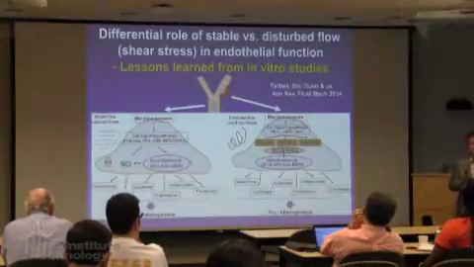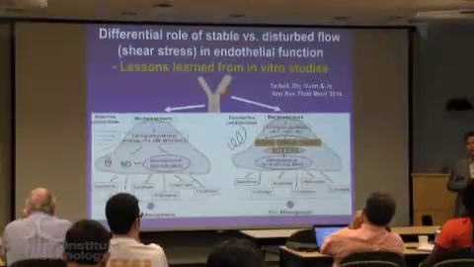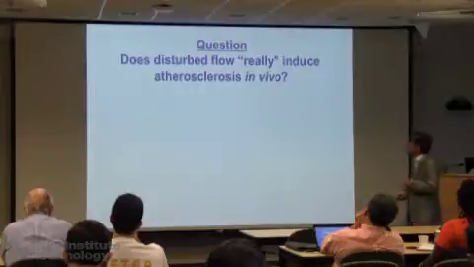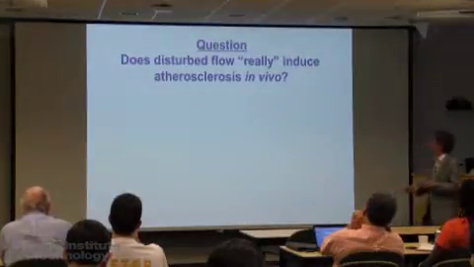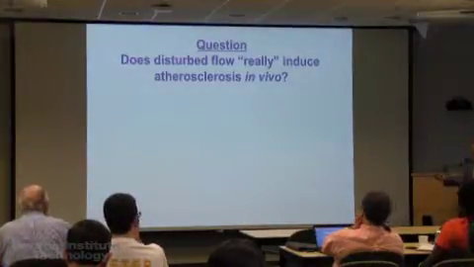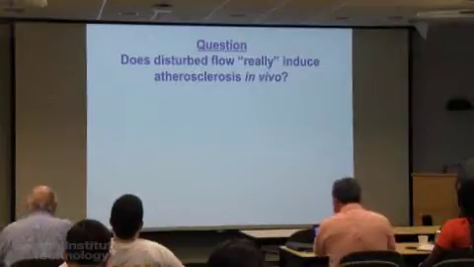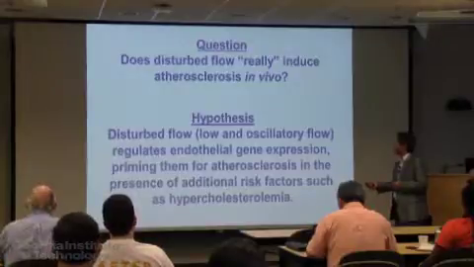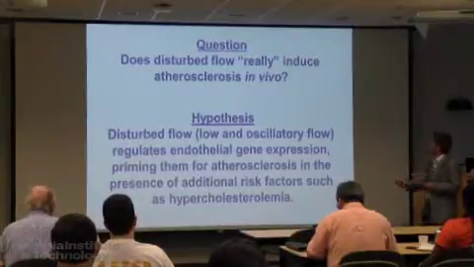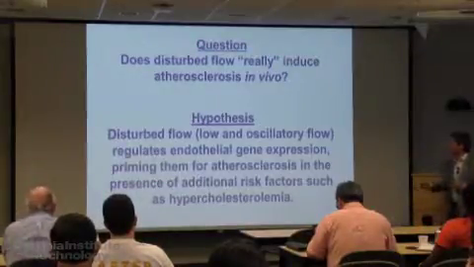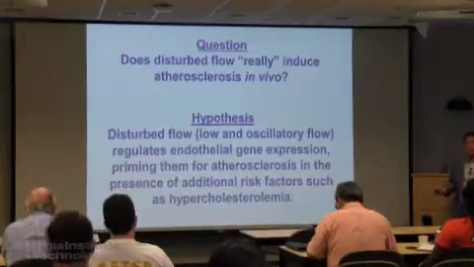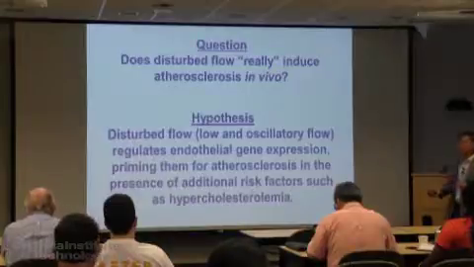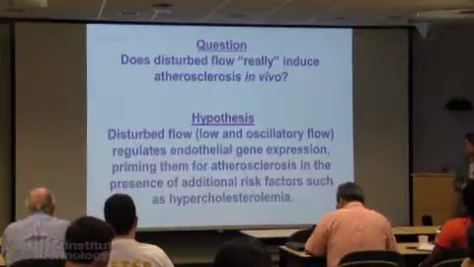However, whether these changes are really responsible for atherosclerosis development or not was really unclear. So my question was really, does flow disturbance or disturbed flow really induce atherosclerosis in vivo? Our hypothesis has been that disturbed flow, characterized by low and oscillating flow, regulates endothelial gene expression, priming endothelial cells for atherosclerosis in the presence of additional risk factors, such as hypercholesterolemia.